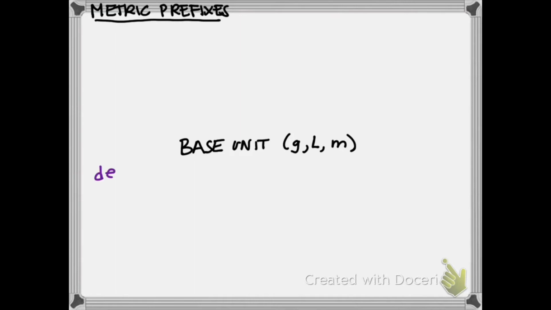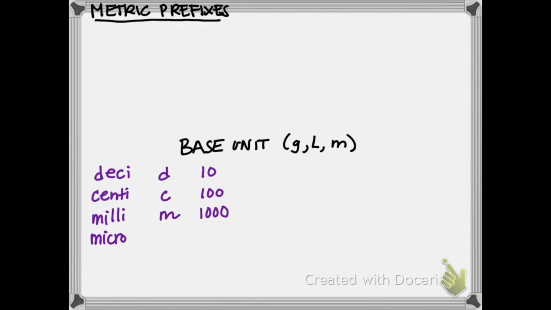We are going to start with prefixes that are smaller than the base unit, starting with deci, symbol D, and it has a meaning of 10. Centi, C, which is 100. Milli, little m, which is 1,000. Then we have micro, which has the symbol shown there, which is 1,000,000 or 10 to the 6th. And I'll get to what these mean in a second. And then nano, which has a symbol N, which is 1,000,000,000 or 10 to the 9th.